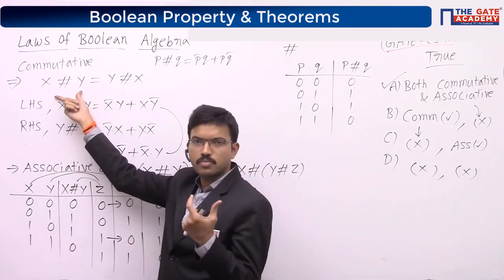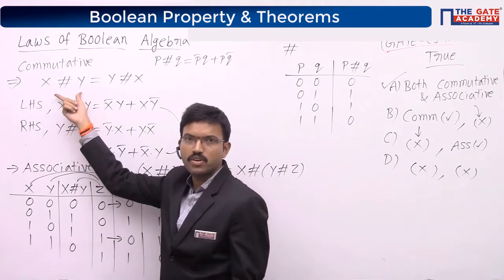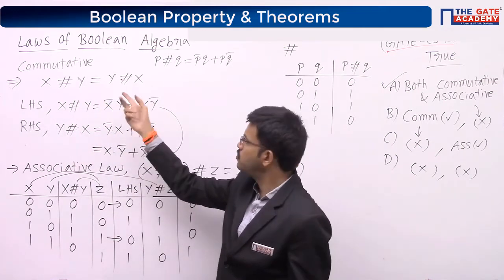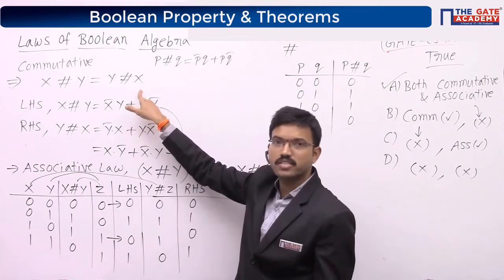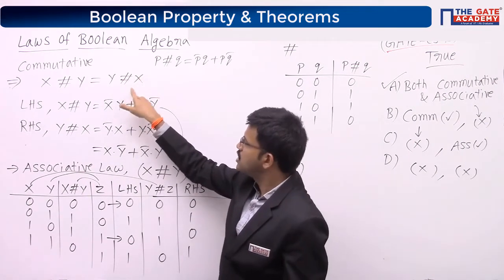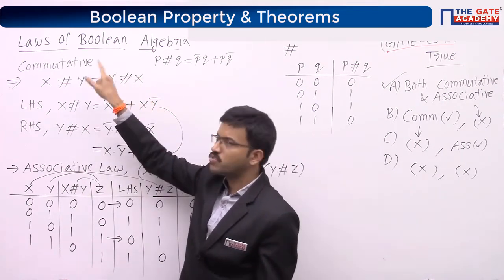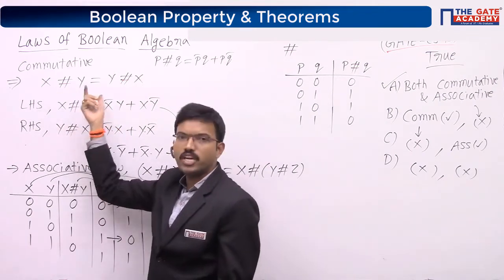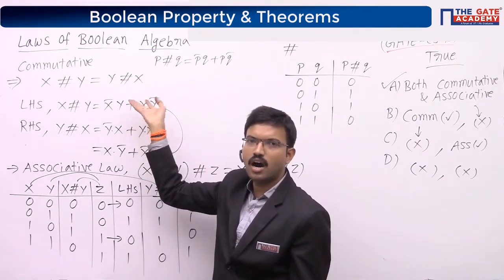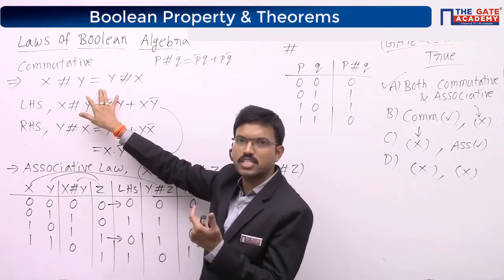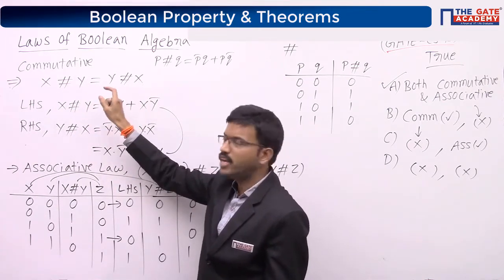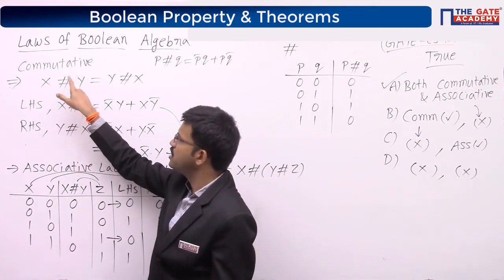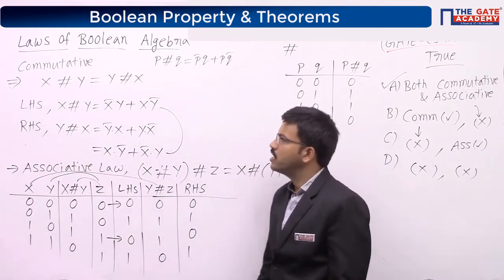Okay, if you are supposed to perform x hash y, and you are getting the same value even after interchanging those variables, y hash x, that means this particular binary operator satisfies the commutative law. That means the order of the variables can be interchanged. If the resultant operation is the same, then we can say this binary operator is satisfying the commutative law.